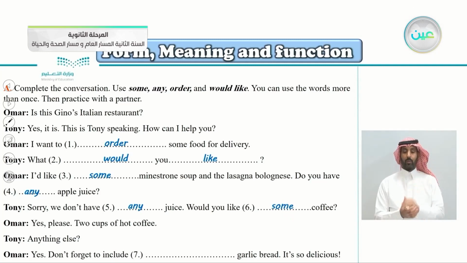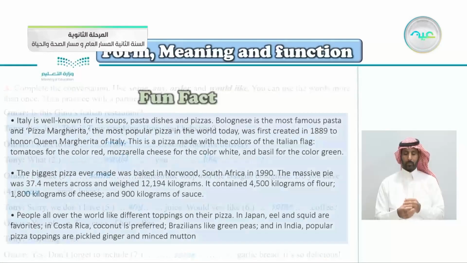Yes, please, 2 cups of hot coffee. Anything else? Yes. Don't forget to include, very good, to include some garlic bread. It's so delicious. So this is an affirmative sentence here.